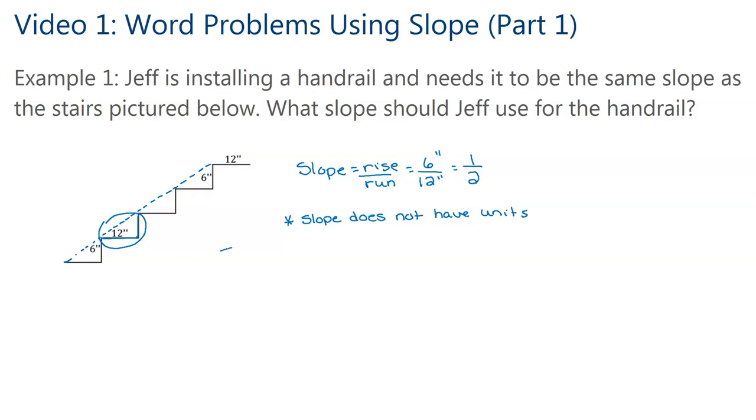So now I'll write that the slope of the handrail should be 1 over 2.